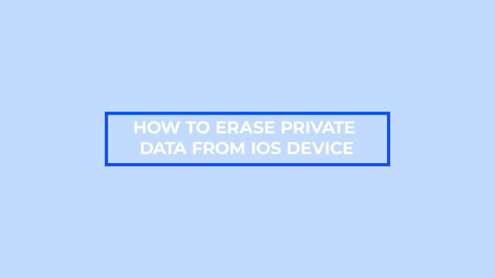In today's video, we're going to discuss how to erase private data from an iOS device. The iOS Erase Private Data feature enables you to thoroughly remove your personal information, including your contacts, messages, call logs, photos, notes, calendars, and Safari bookmarks as well. Also, it includes your reminders and many other things that are saved in your iDevice.